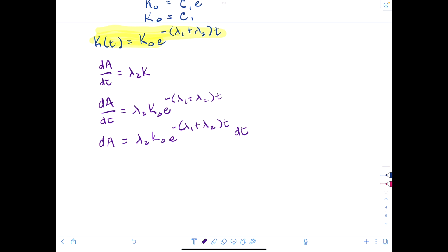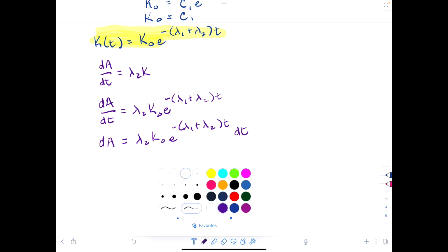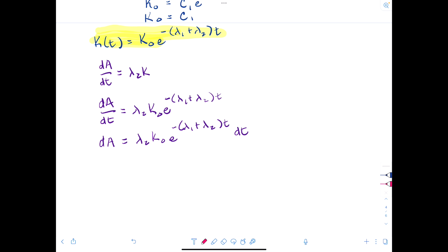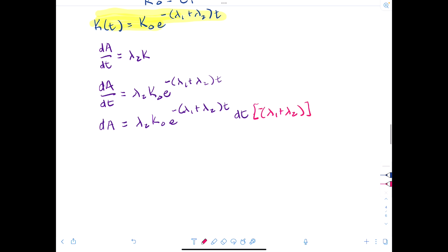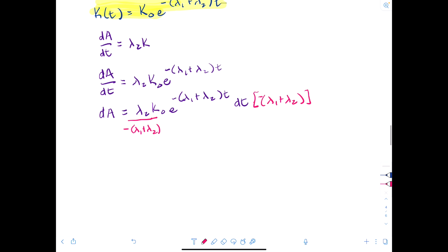Now, the coefficient, we have a linear function of t and the exponential, and so the coefficient of t is what I need to balance this out by, right? So I need a negative lambda 1 plus lambda 2 as a multiplier to dt. And so I need to divide by negative lambda 1 plus lambda 2, that quantity, to balance out that integral.